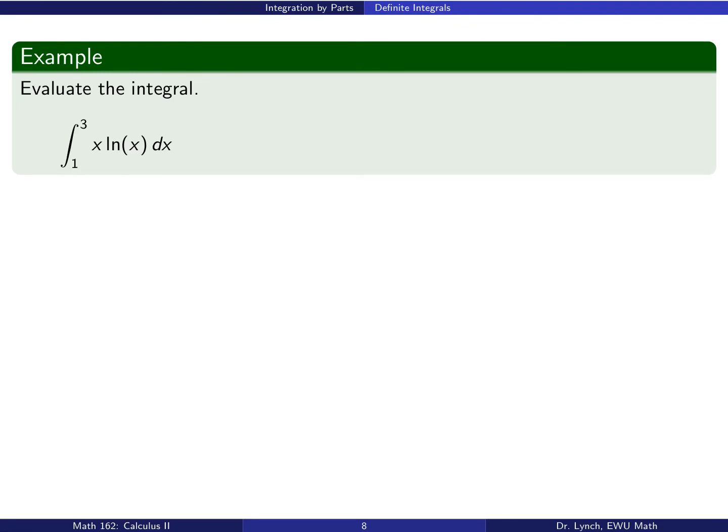Here's another example. Let's have a look at the integral from 1 to 3 of x natural log x dx. Now, we've dealt with natural log in one of these integration by parts examples before, and we saw that it was convenient to let u be the natural log function. So we'll try that again here.